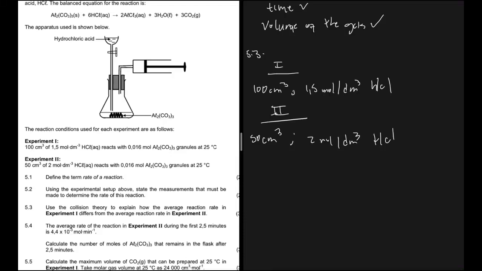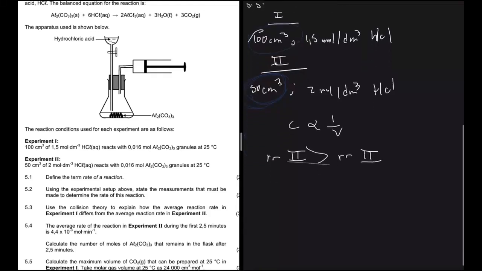So here you can see that there's less volume, right? Less volume will mean greater concentration, because concentration is inversely proportional to volume. And then here we have more volume. So the rate of reaction of experiment 2 is greater than the rate of reaction of experiment 1. Experiment 2 will take less time because there are more molecules, right?